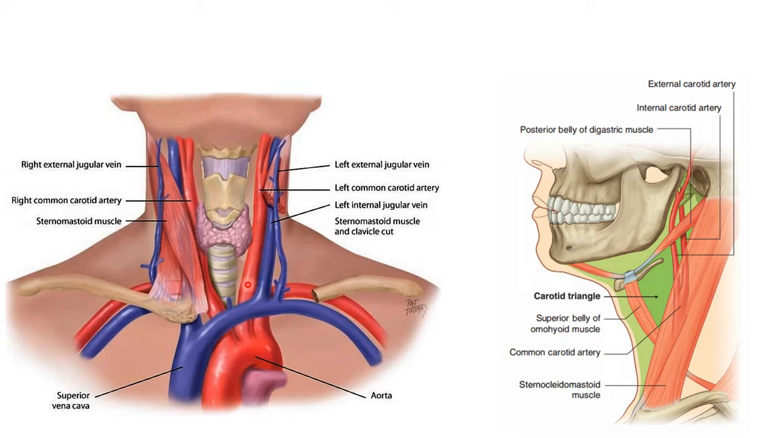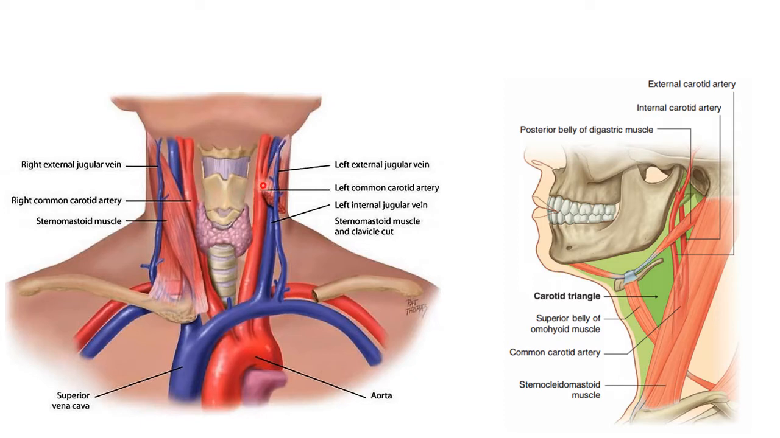Today our topic is great vessels of the neck. In this topic we will be studying the course of these vessels through the neck and their distribution through their various branches. The great vessels of the neck include the common carotid artery on either side and its terminal branches, the external carotid artery and the internal carotid artery, and the internal jugular vein on either side in the neck.